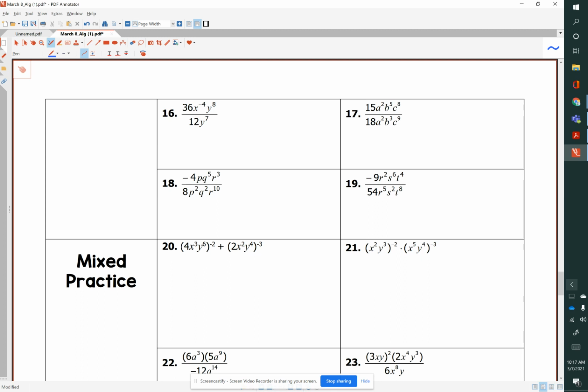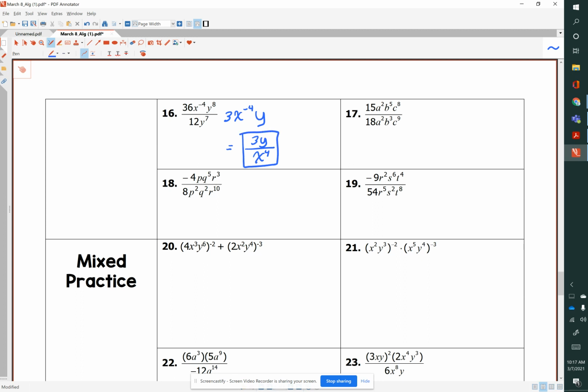Okay, so number 16, 36 divided by 12 is 3. And then we have our x to the negative 4th power. And then we have y, 8 minus 7 is 1. So our fully simplified expression would have 3y in the numerator and x with a positive 4 exponent in the denominator.